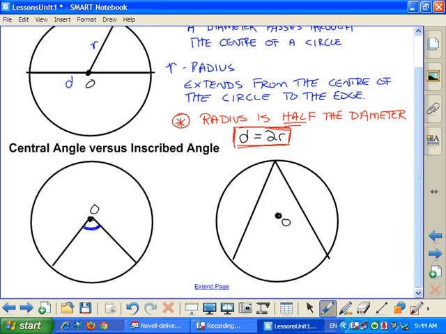If the angle that we're looking at is made by two radii, or radiuses, so here's a radius and here's a radius, we call this the central angle.